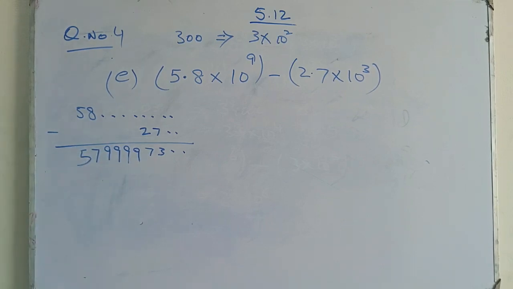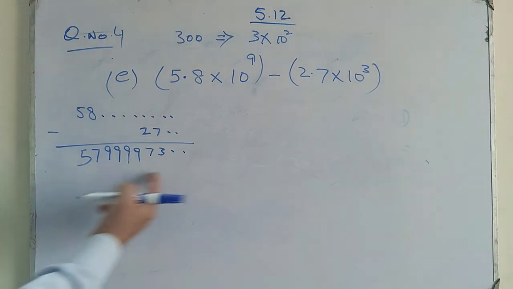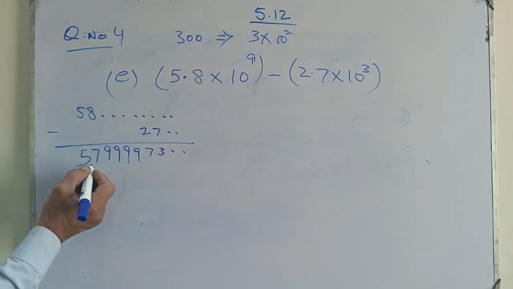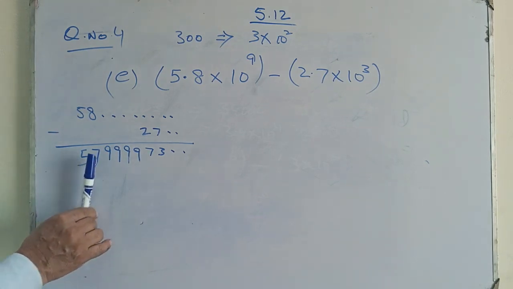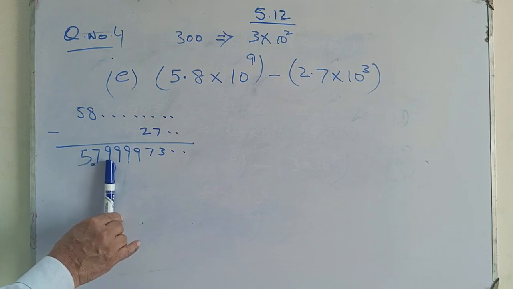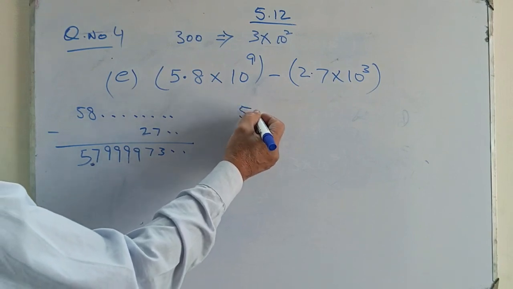Very interesting figure has come. Don't be confused that this figure has come. Don't worry, I'll get it solved. Now we have to write the same in the standard form. So what we have to do is place a point over here. It will become 5.7, and just count the digits 1, 2, 3, 4, 5, 6, 7, 8, 9.